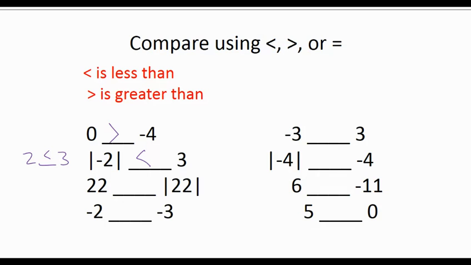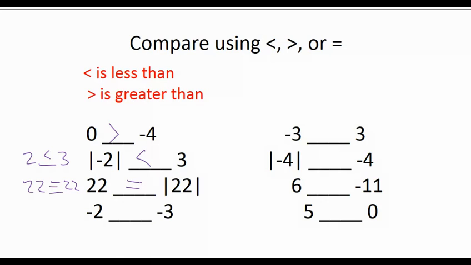What about 22 and the absolute value of 22? Well, the absolute value of 22 is 22 because it's positive. They're equal to each other. So this one is equal.